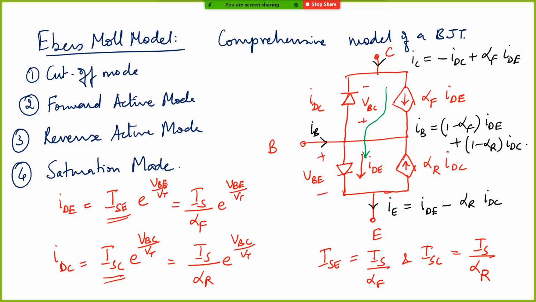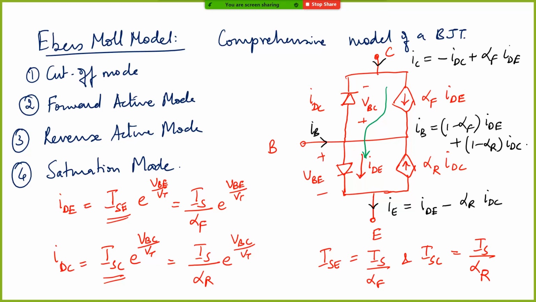Now you can substitute for IDE and IDC with all these exponentials and you can get a bigger equation. You can substitute it and get the equations for IB, IC and IE, with all the exponentials. Now what happens is, depending on which mode it is, that particular current will be dominant. The other will be very negligible.